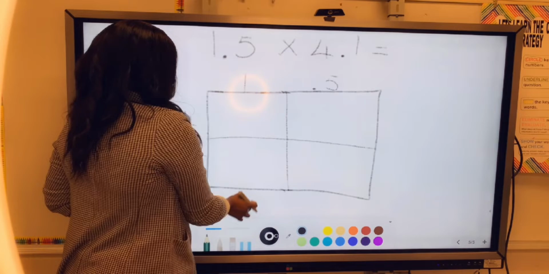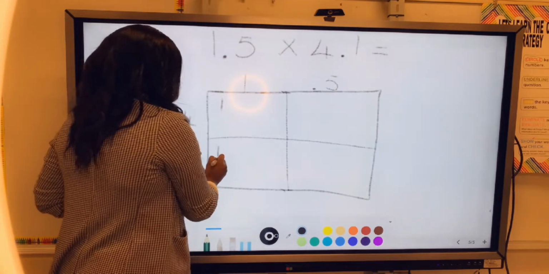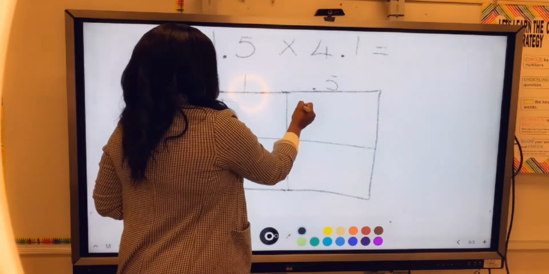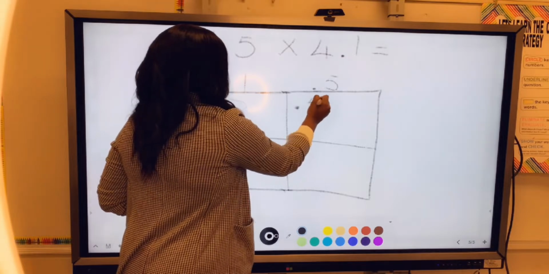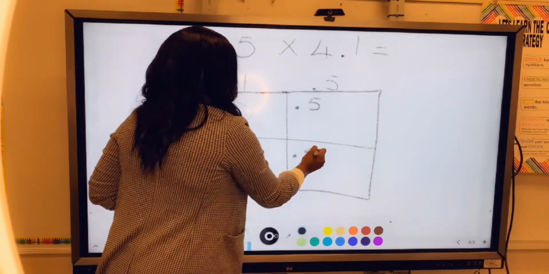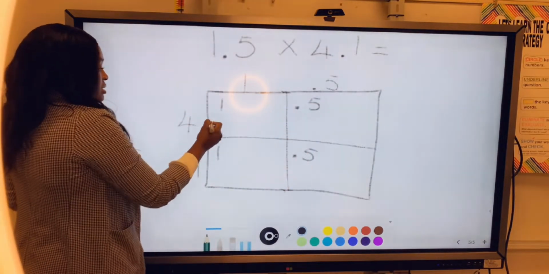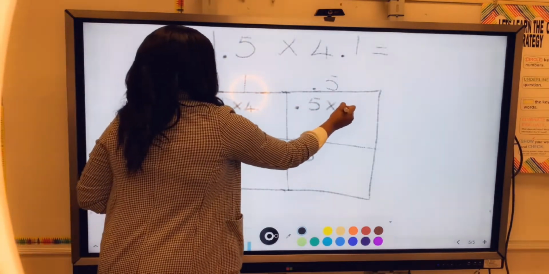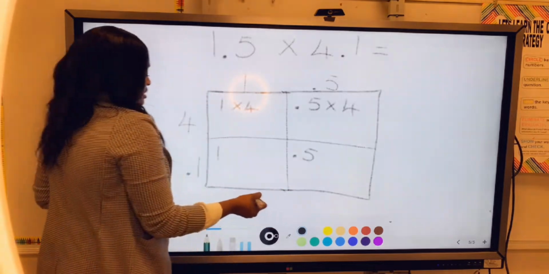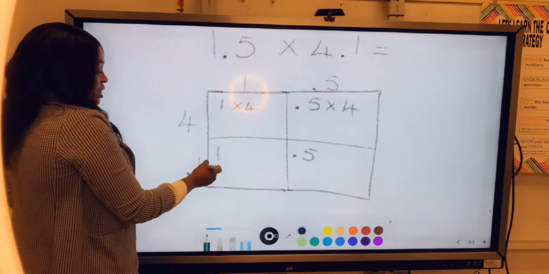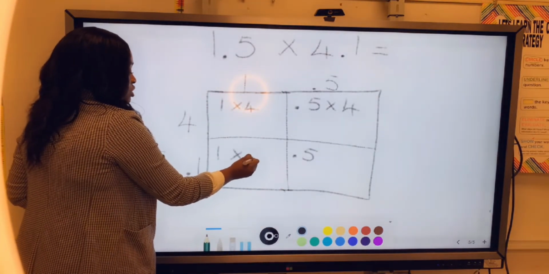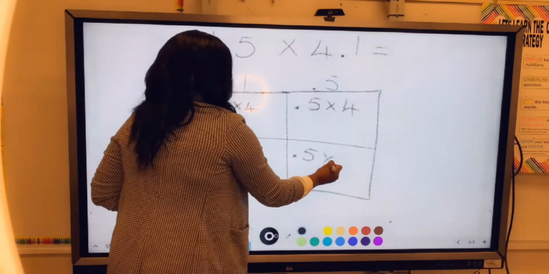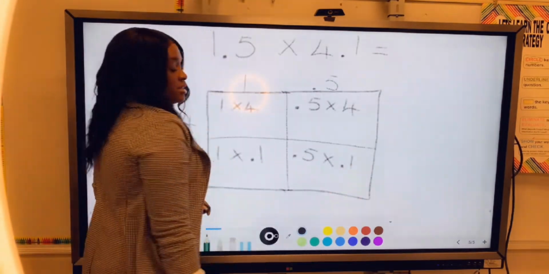1 is at the top, so it comes all the way into both cells going down. 5/10, the same, bring it all the way down. Now we have 4 going across at the top, so we're going to use 4 to multiply the 1 as well as to multiply the 5/10. And then the 1/10 here is going to be used at the bottom to multiply both 1 and 5/10.